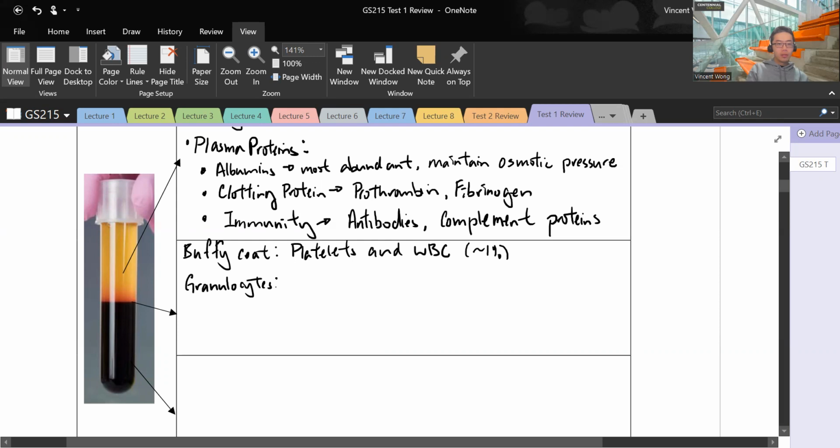Granulocytes, which are cells that have visible granules, and hopefully you remember what they are. There are the neutrophils. We'll talk about their functions later on. I mean, we'll review their functions later on because you already learned them, right? Eosinophil. There is the basophil.